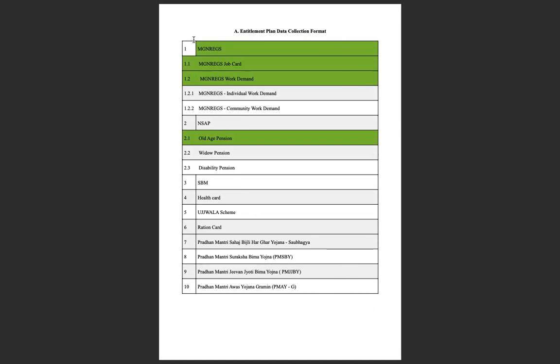So I will move ahead and I'll show the schemes that I will be covering today in this tutorial. There are around 10 schemes that have been mentioned here, but we will not be showing you all the schemes as it will be very long and tiring. So hence we will show you how to fill MG Narega job card, MG Narega work demand, old age pension under entitlement plan, and in livelihood plan we will show you all the three components, which is farming, animal husbandry and micro enterprise. After learning these three schemes, you will be more or less able to understand how to fill the format for all the other schemes like widow pension, SBM, health card, Ujjwala, etc.